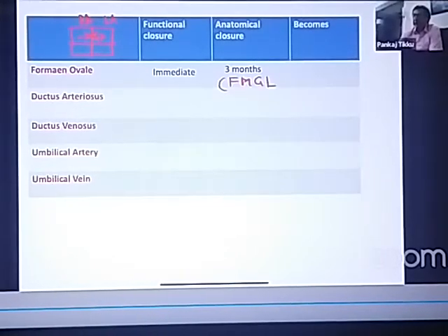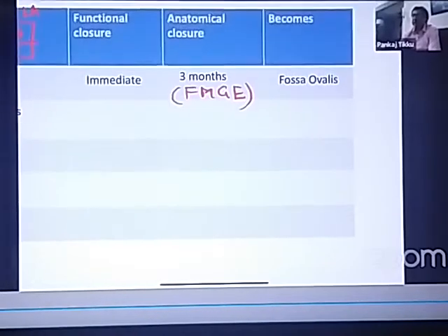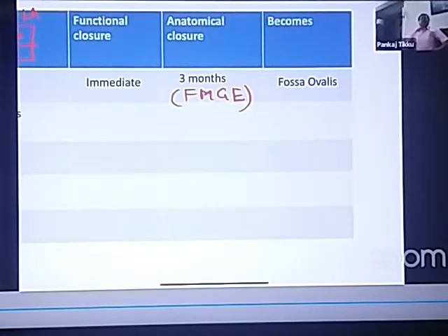When does anatomical closure of the foramen ovale occur? This is an FMG question. When does anatomical closure of the foramen ovale occur? It is 3 months. And what does the foramen ovale go on to become? The foramen ovale goes on to become the fossa ovalis.